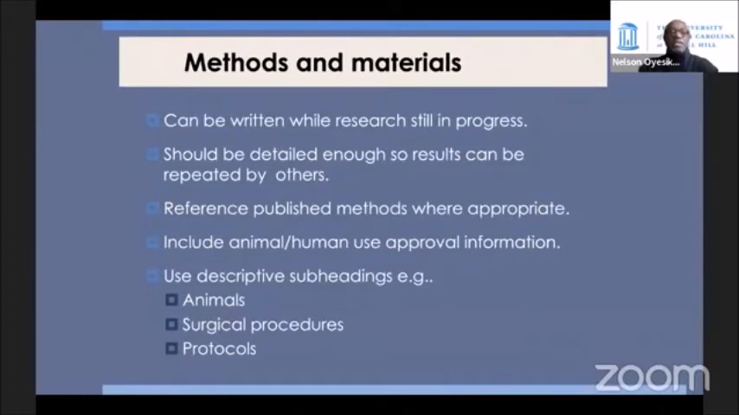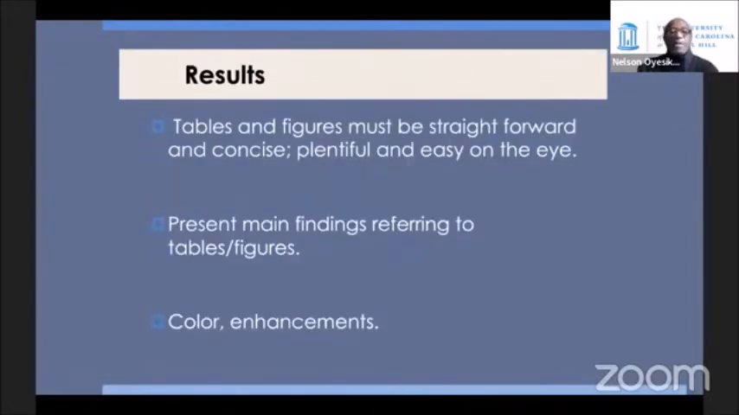I said it before, I'll say it again. This should be written before or whilst the research is still in progress. It should be detailed enough so that if one wants to copy the experiment or the design of the study, it can be done without having to wonder what you did. And if it's work that you have done before, you can reference yourself where appropriate. Here's where you need to talk about what you did in terms of human or animal use and approvals that are relevant to that, and so on.